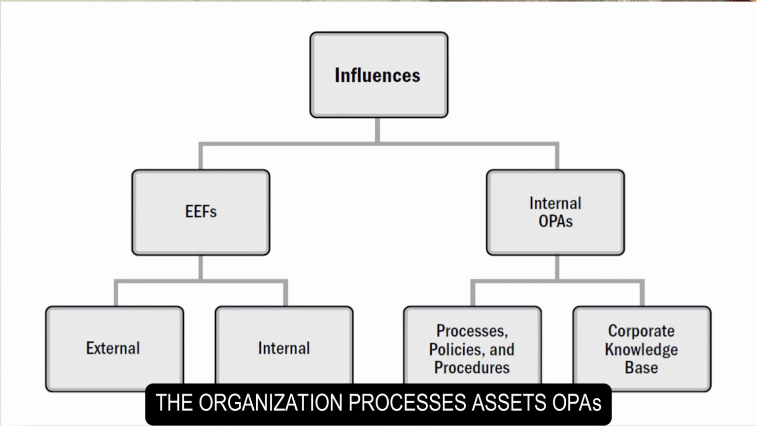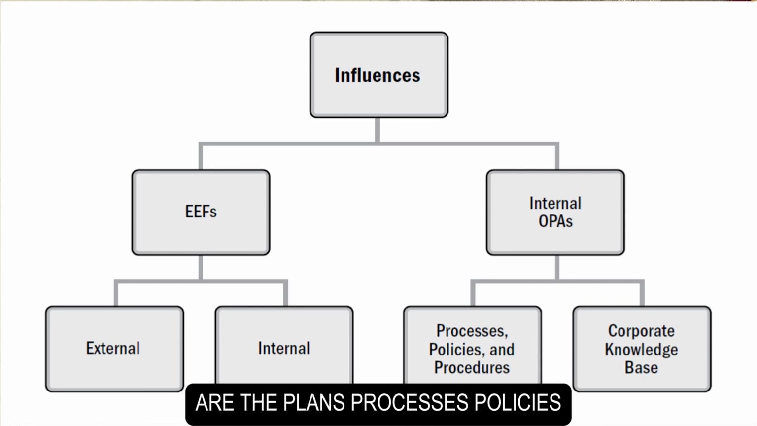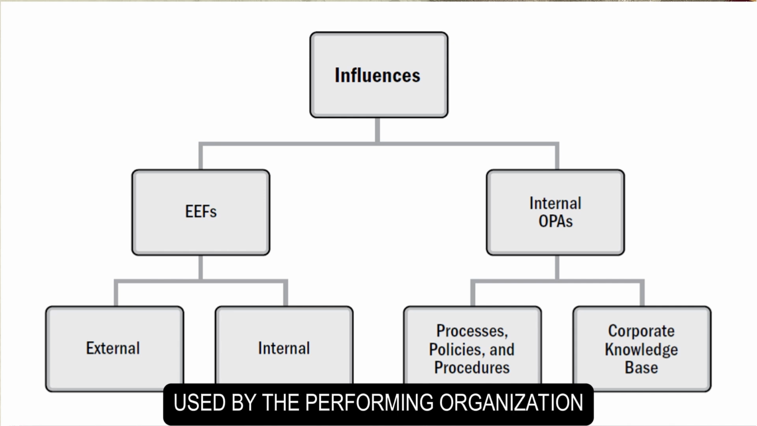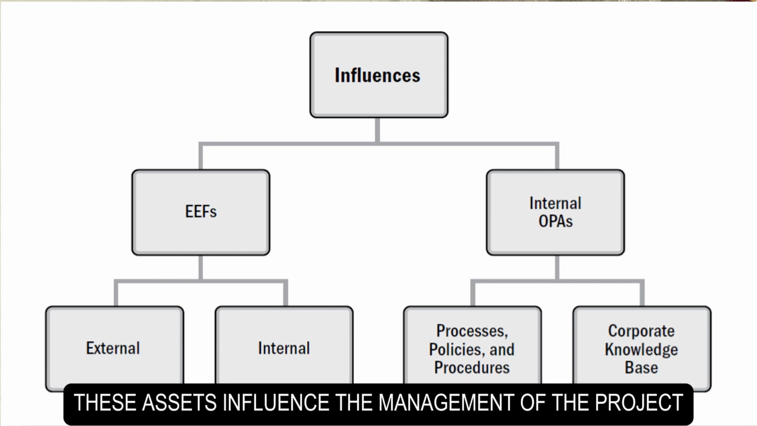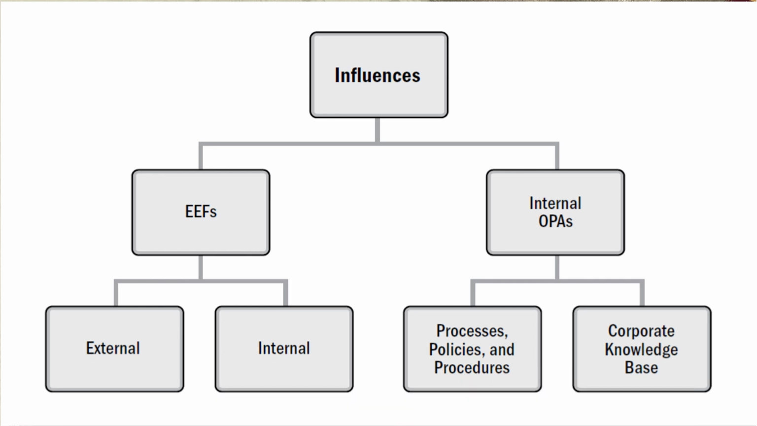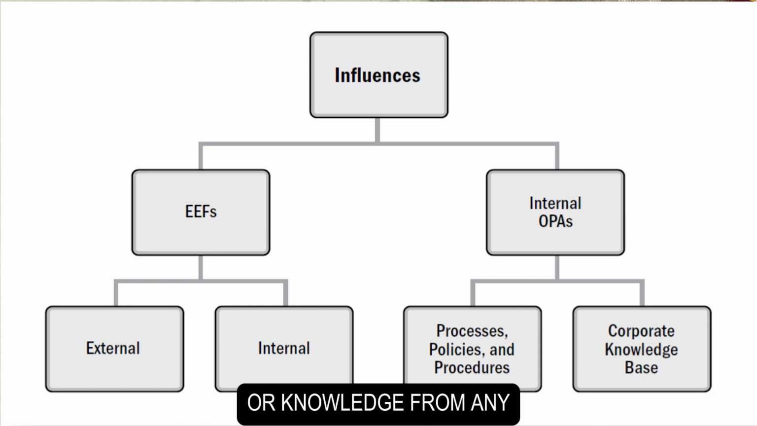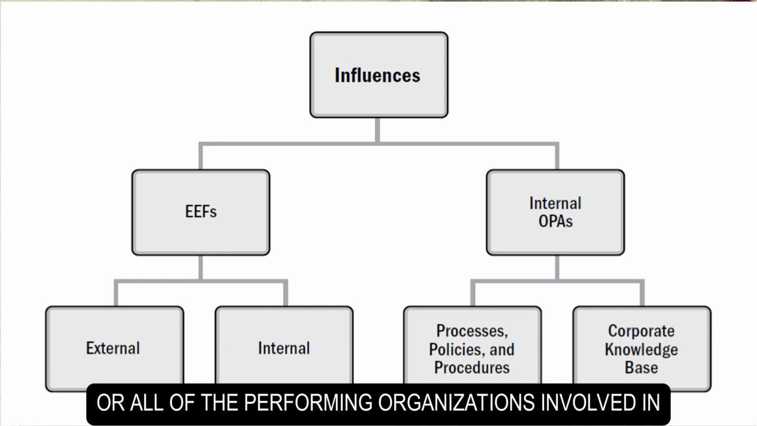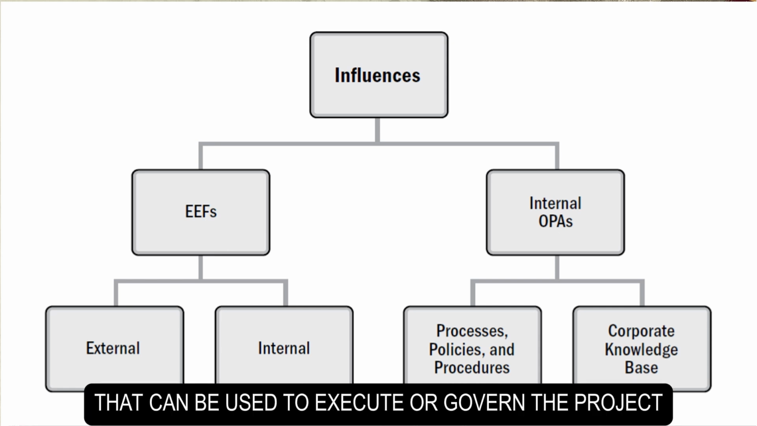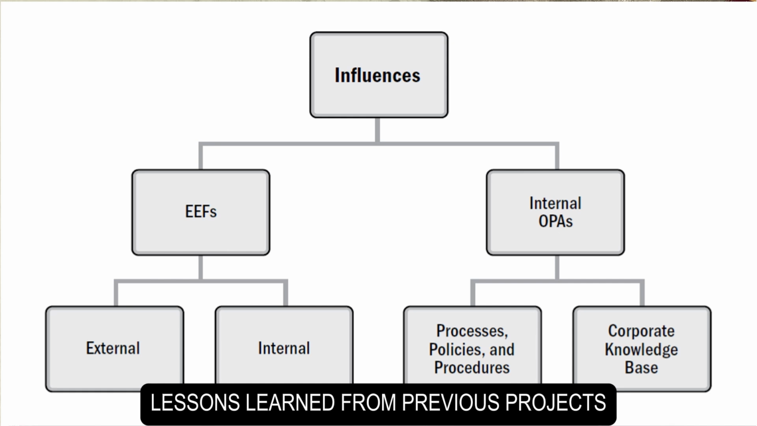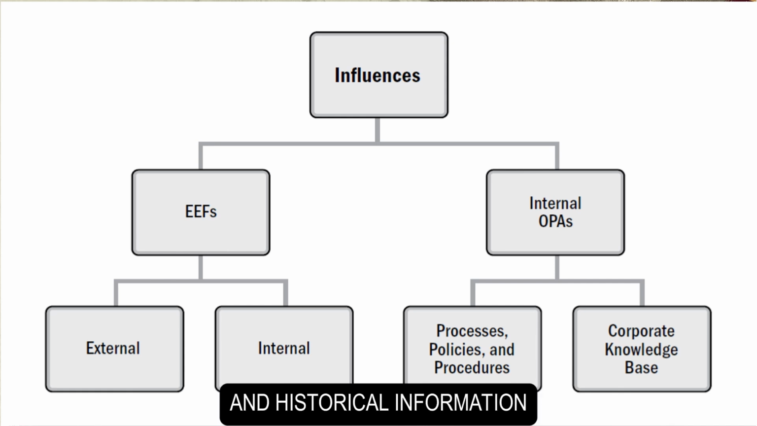The organizational process assets, OPAs, are the plans, processes, policies, procedures, and knowledge bases specific to and used by the performing organization. These assets influence the management of the project. OPAs include any artifact, practice, or knowledge from any or all of the performing organizations involved in the project that can be used to execute or govern the project. The OPAs also include the organization's lessons learned from previous projects and historical information.